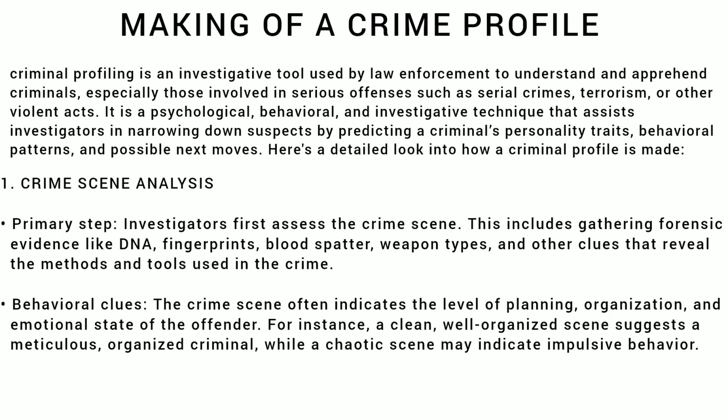1. Crime scene analysis. This is the primary step. Investigators first assess the crime scene. This includes gathering forensic evidence like DNA, fingerprints, blood spatter, weapon types, and other clues that reveal the methods and tools used in the crime. Behavioral clues: the crime scene often indicates the level of planning, organization, and emotional state of the offender. For instance, a clean, well-organized scene suggests a meticulous, organized criminal, while a chaotic scene may indicate impulsive behavior.